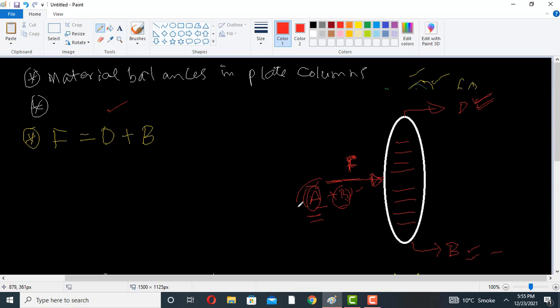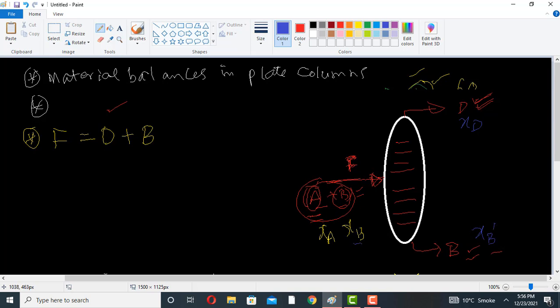So suppose we enter a mixture of component A plus component B into the distillation column. Component A is more volatile, component B is less volatile. Suppose the mole fraction of component A in the liquid mixture is XA, and the mole fraction of the less volatile component in the mixture is XB. Similarly, the mole fraction of the more volatile component in the distillate is XD, and in the bottom is XB dash.